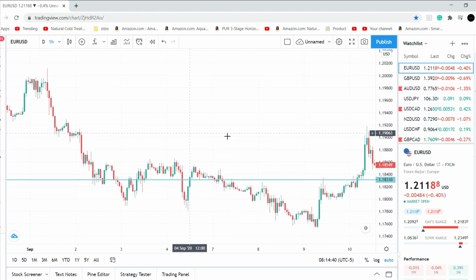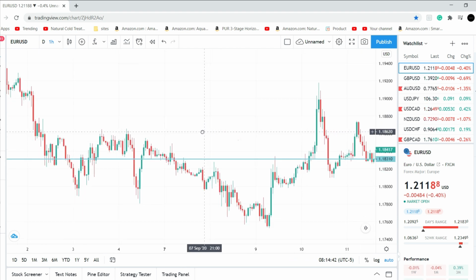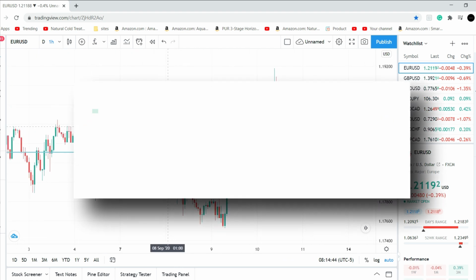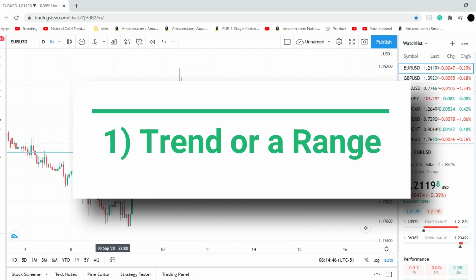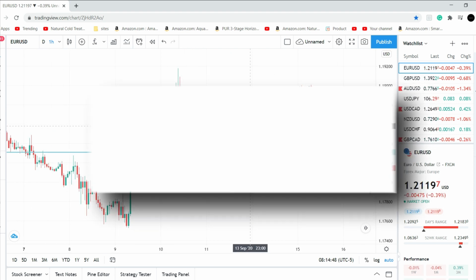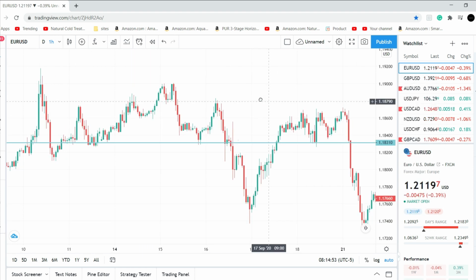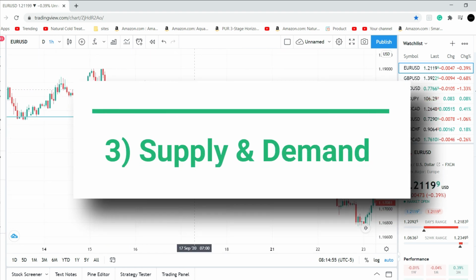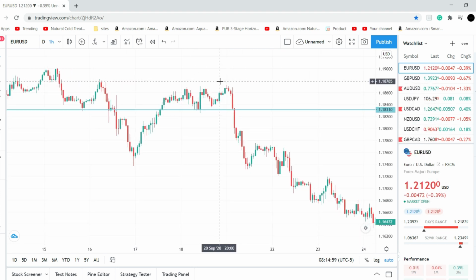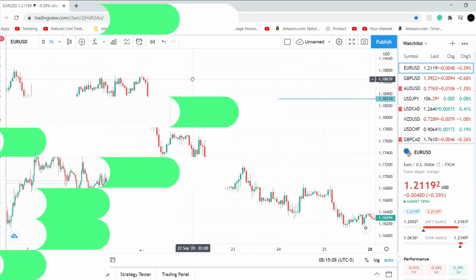Now, with this strategy, you want a couple of things to line up. So number one, we're going to look for either a trend or a range in the market. Number two, we're going to look for support and resistance. And number three, we're going to look for supply and demand. So we want a couple of things to line up so we can take a high quality trade. And we want price to come back to these supply and demand zones so we can take a trade. I'm going to show you guys an example right now.